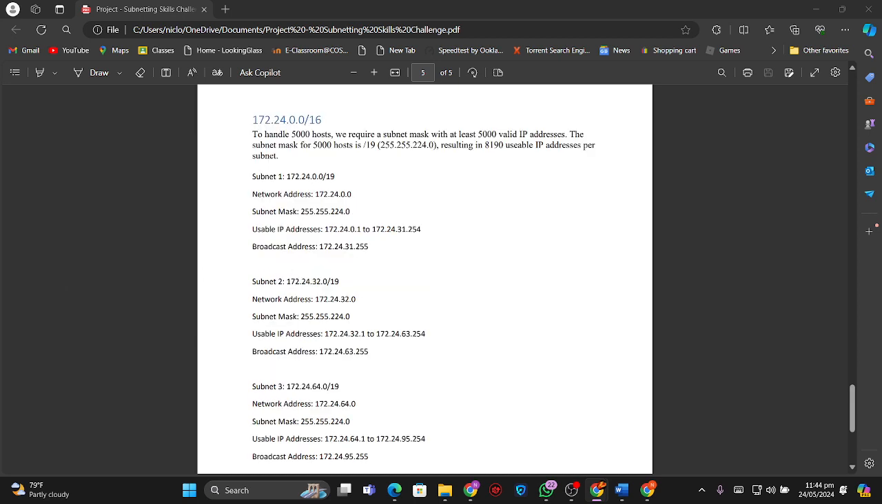The second subnet has a network address of 172.24.32.0, a subnet mask of 255.255.224.0, with IP addresses ranging from 172.24.32.1 to 172.24.63.254, with a broadcast address being the last one, 172.24.63.255.